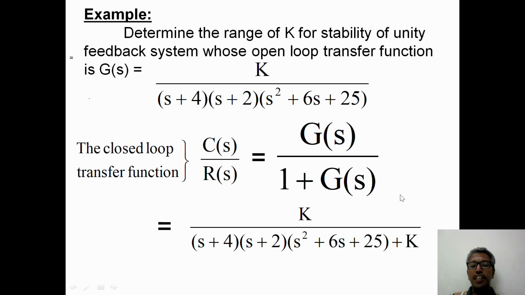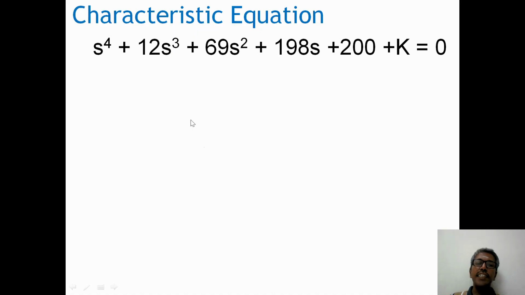For finding the characteristic equation, you first find the closed loop response. For that, C(s)/R(s) = G(s) divided by 1 + G(s). The characteristic equation is nothing but the denominator of the closed loop response. So finally we get the characteristic equation s^4 + 12s^3 + 69s^2 + 198s + 200K. Here the highest power is s^4.